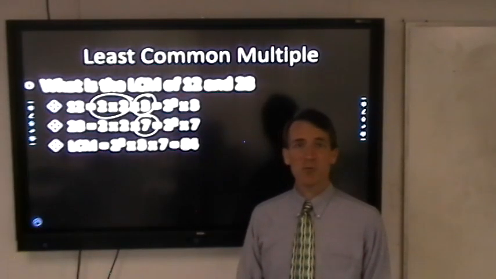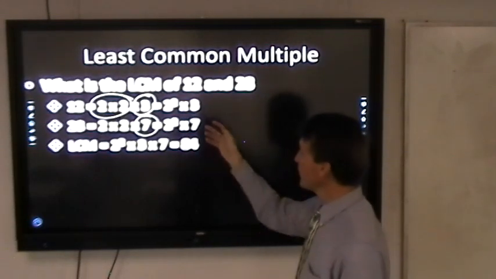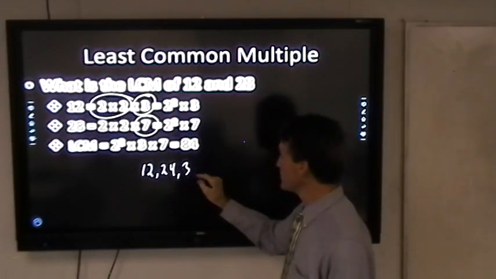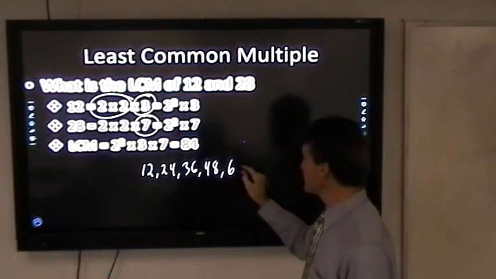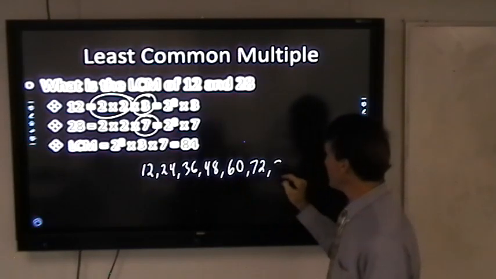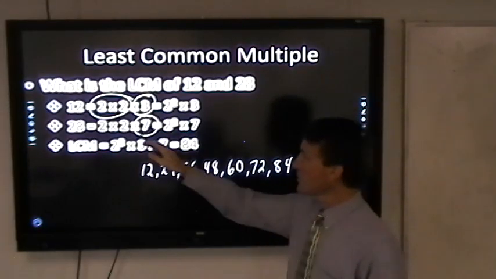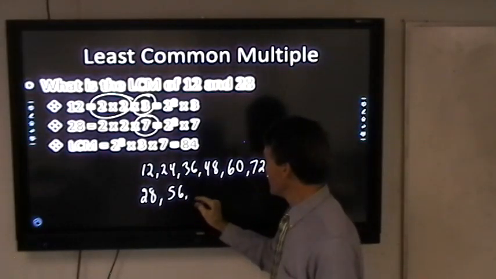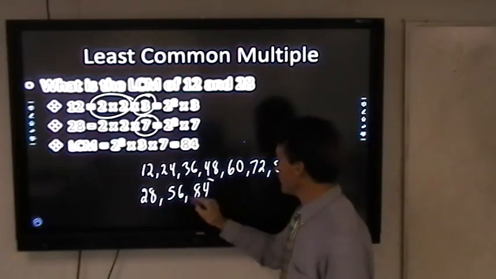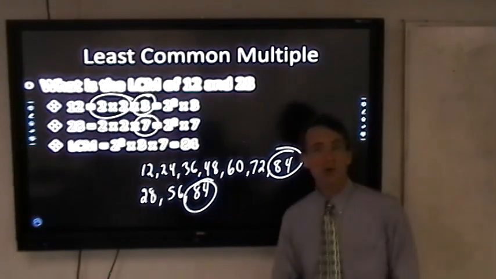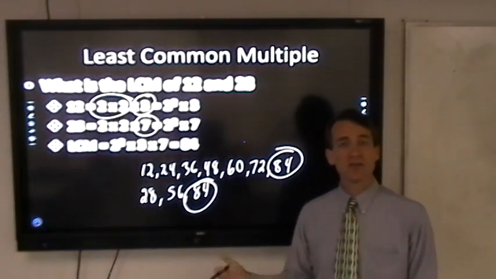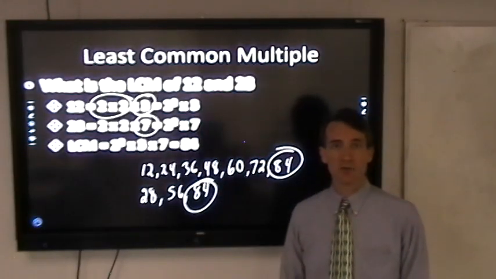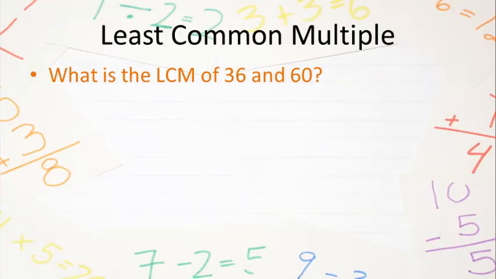So my least common multiple is 84. Again, if I wrote out the multiples of 12, being 12, 24, 36, 48, 60, 72, and then 84, and then I wrote out the multiples of 28, which would be 28, 56, and then 84, 84 is the lowest number that I get to that is a common multiple to both the 12 and the 28 numbers. Let's try 36 and 60.